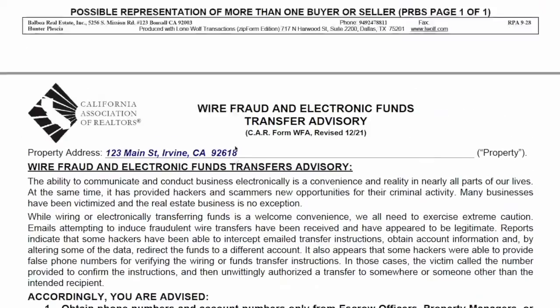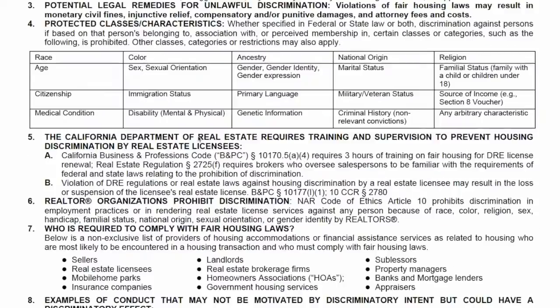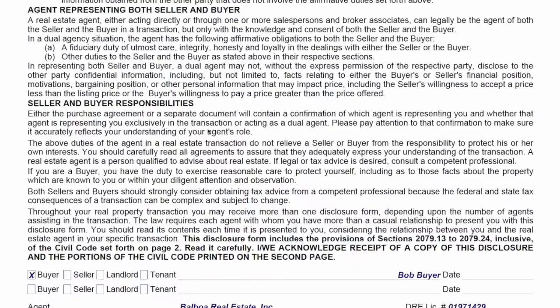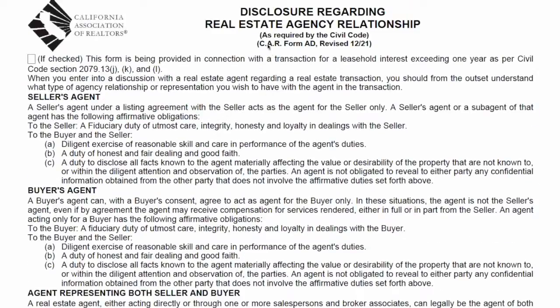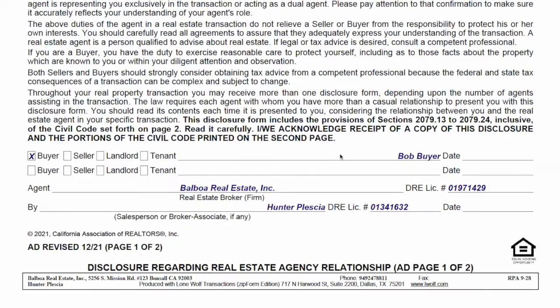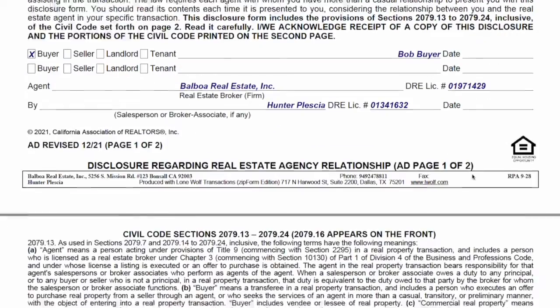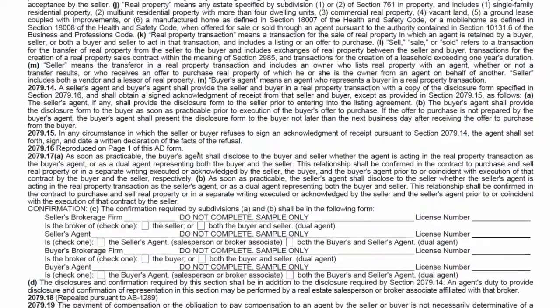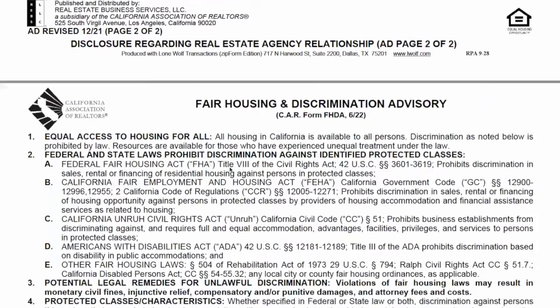But we'll start at the very top here because this form is front-loaded with disclosures and advisories. So we'll go to the disclosure regarding real estate agency relationship. This is a state-required form. On the first page, you'll put the name of your buyer, your brokerage name, brokerage license, your name, your license, and both you and your buyer are going to sign this form. It's a 2-page form, but on page 2, there's nothing to do, so we'll skip through it.